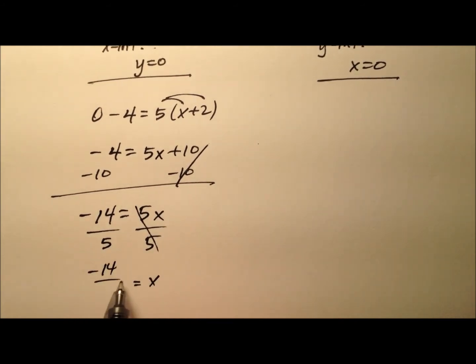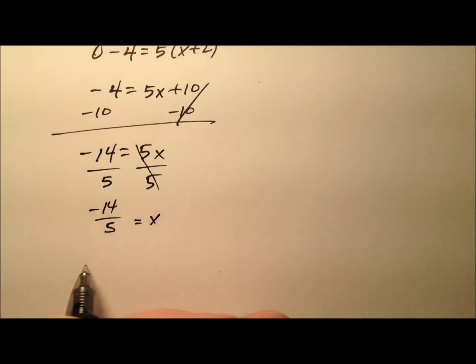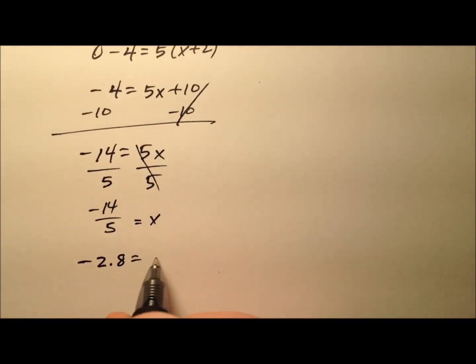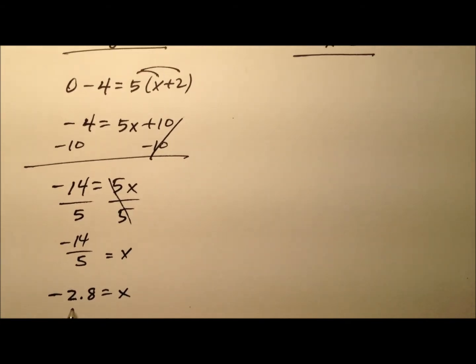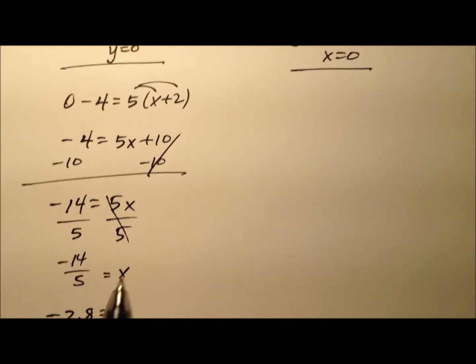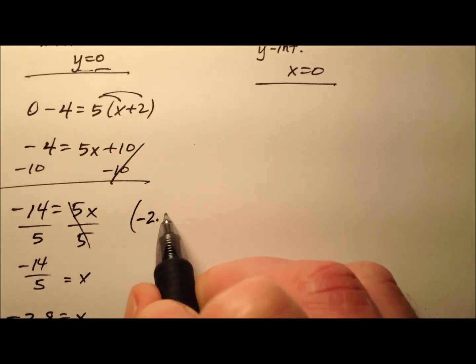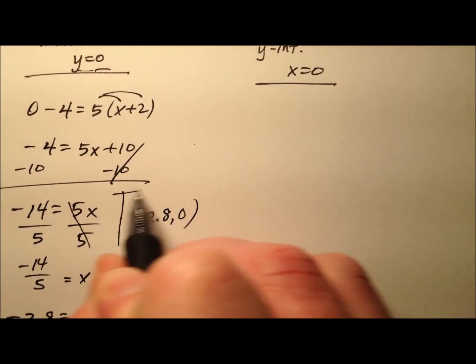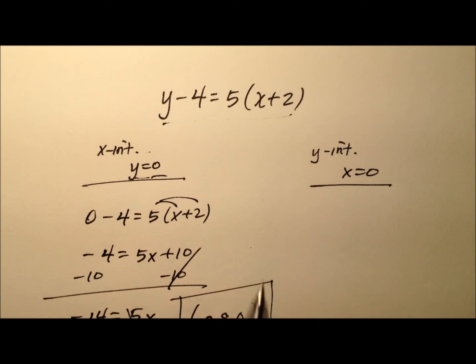And it looks like I have -14/5, or if you prefer it as a decimal, -2.8. So as an ordered pair now, we have the x value as -2.8 and the y value as 0. So we'll write (-2.8, 0), and that will be the x-intercept for this line.